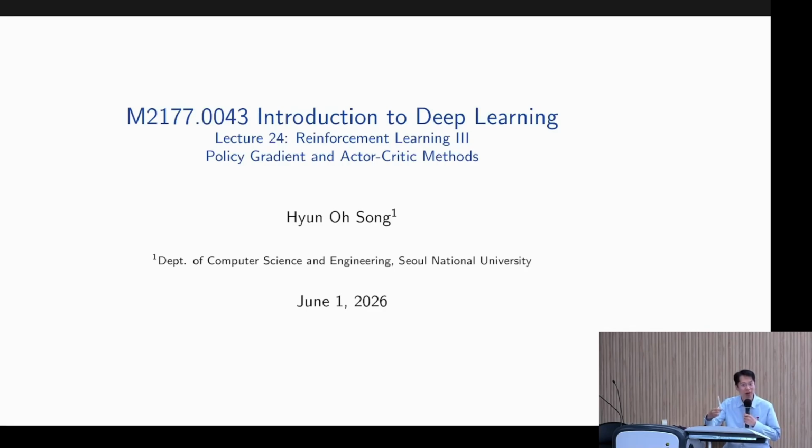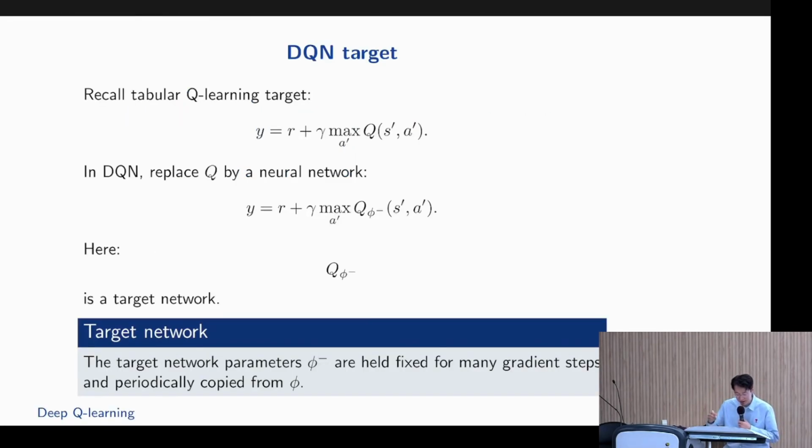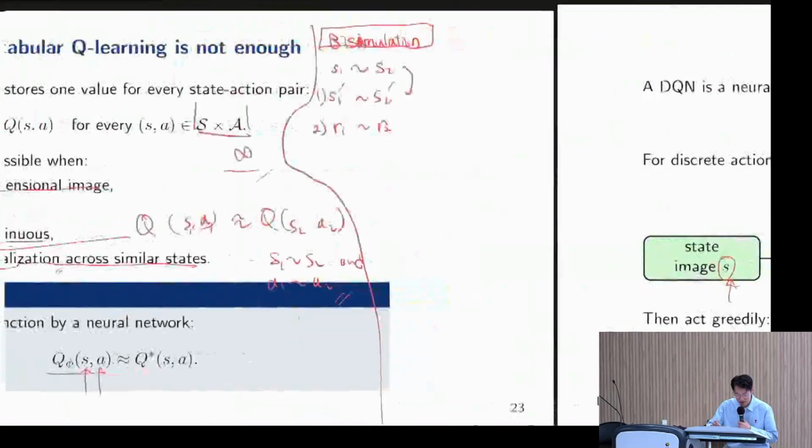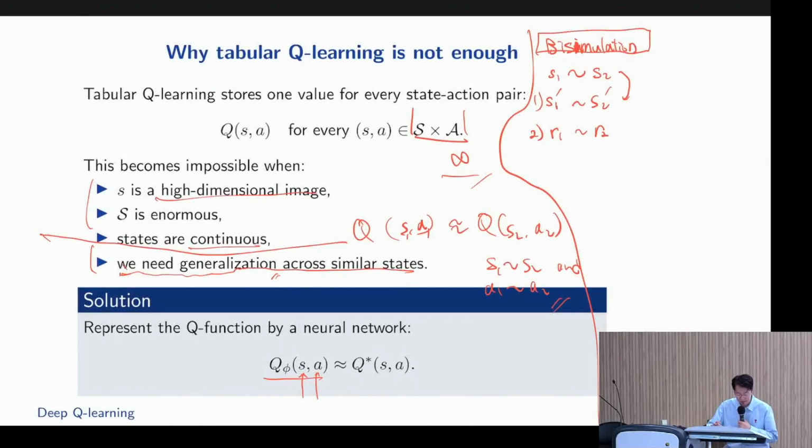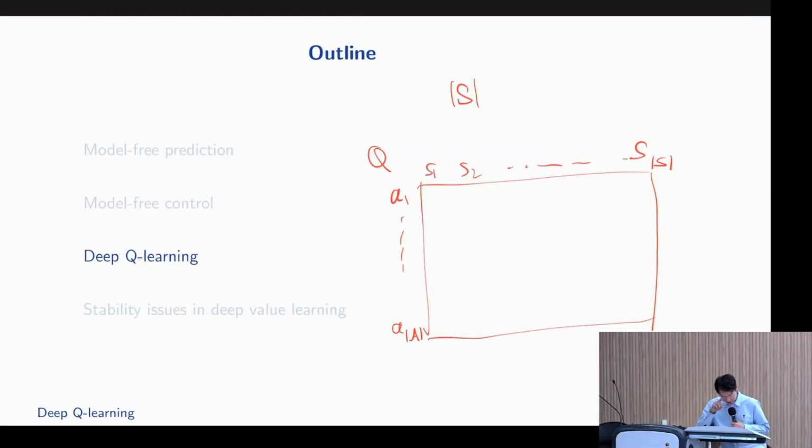Okay, so let's pick up from where we left off last lecture. So yeah, we left off here. So, deep Q learning. Previously, we just assumed we could enumerate all possible combinations of states and actions.